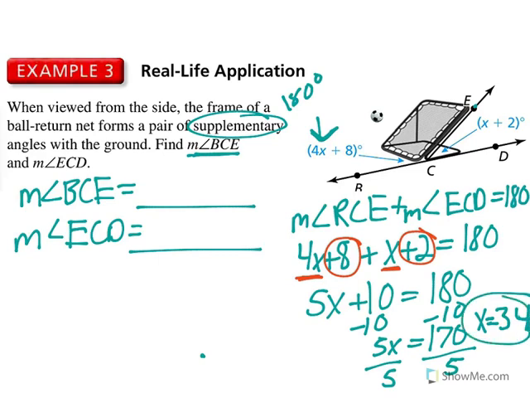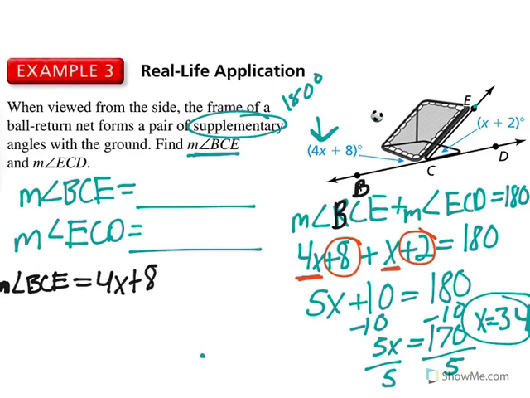I'm going to substitute. So when I'm looking for BCE, and I just noticed that my picture was just cut off over here. So this was actually supposed to be a B over here. So you can go back in your work and you can change this. So BCE is the first one I'm looking for. So BCE is equal to 4x plus 8. So the measure of BCE is 4x plus 8.